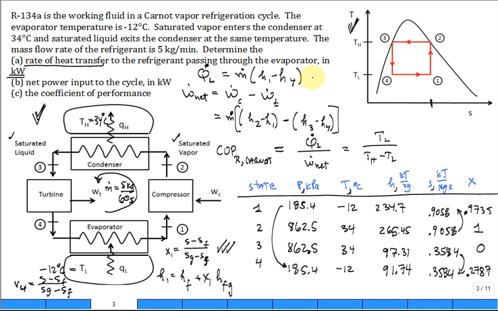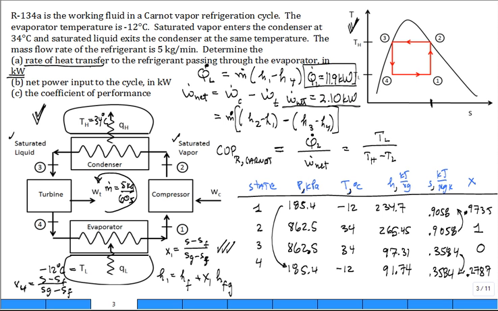And then go back and calculate what is this Q dot L, and it's around 11.9 kilowatts. That's the rate of cooling in the evaporator. W dot net, using this equation, is around 2.10 kilowatts.